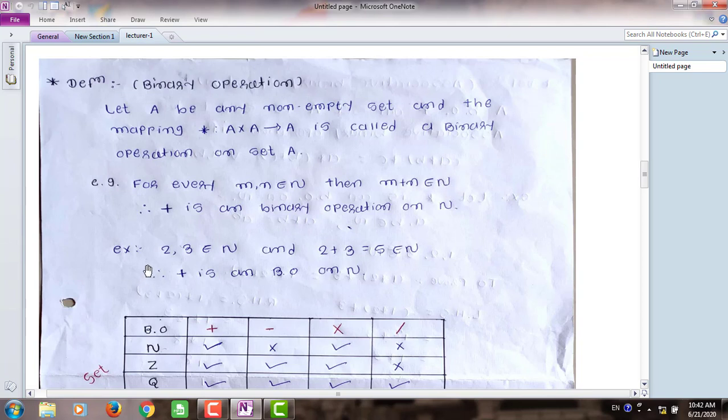Second example, 2, 3 belong to natural numbers N, and 2 plus 3 is equal to 5. We know that 5 also belongs to natural numbers. Therefore, this plus is a binary operation on N. Okay, student, what is called the binary operation?